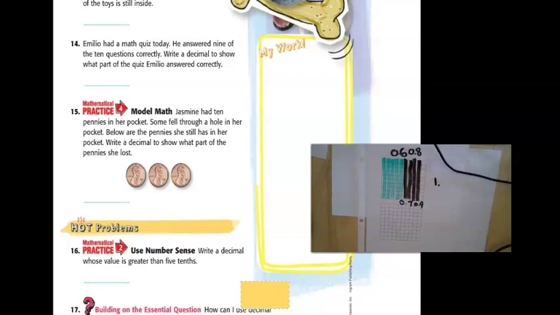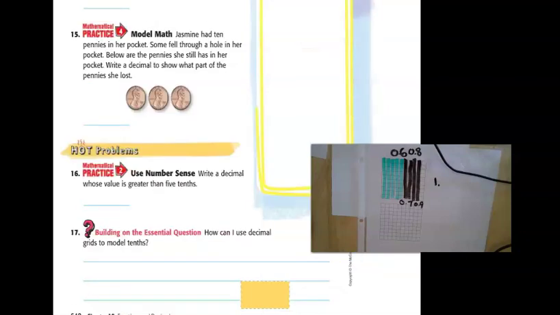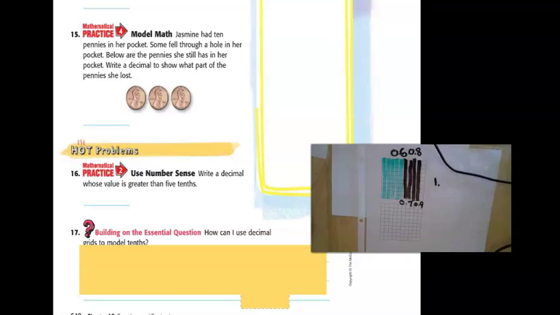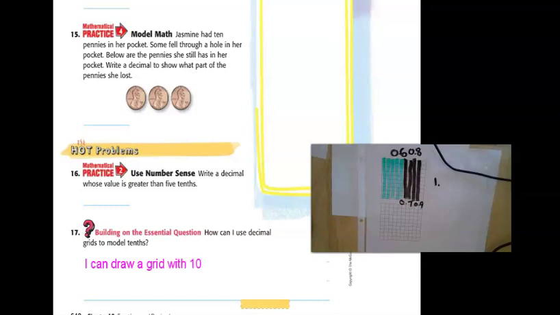Okay, how can I use decimal grids to model tenths? So here I'm going to need to write a sentence. How can I use decimal grids to model tenths? I can draw a grid with 10 rows. Each row is equal to 1/10 or 1.